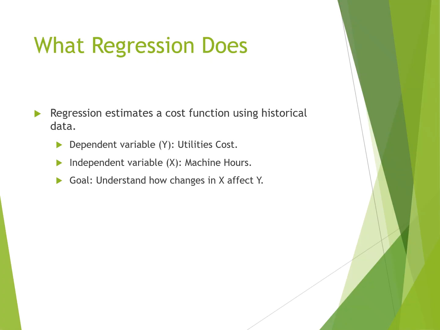Regression is a statistical tool that helps us estimate a cost function using historical data. In this case, the dependent variable, or the outcome, is utilities cost. The independent variable is machine hours. We want to understand how much utilities cost change when machine hours change.